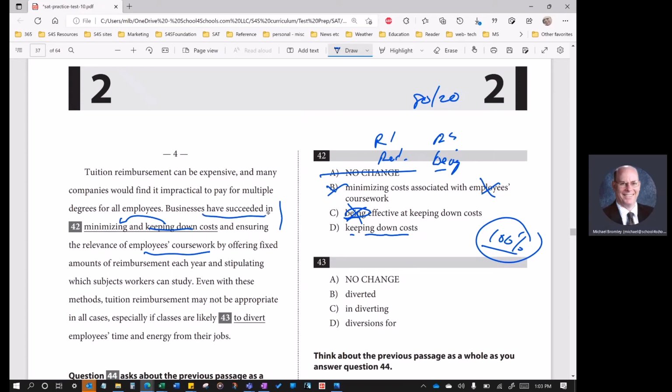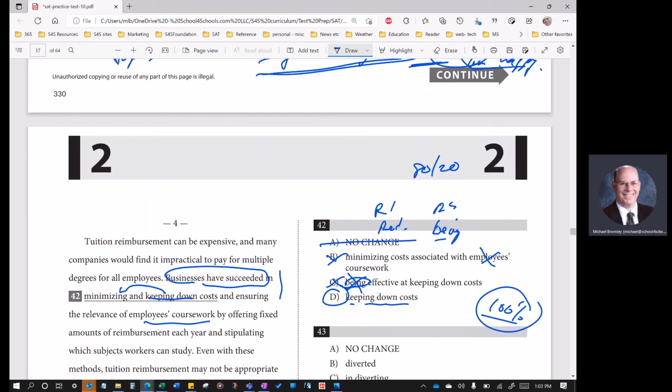Oh, businesses have succeeded is in minimizing, keeping down costs. So that's redundant. So we go with the shortest one, and it's the most direct anyway. Businesses succeeded in keeping down costs. Bam. Okay.